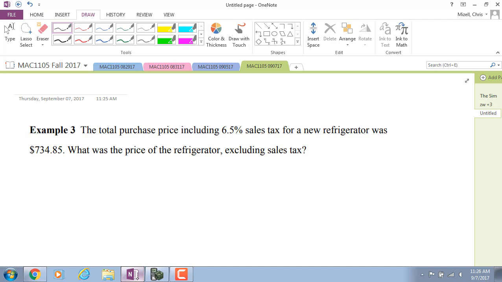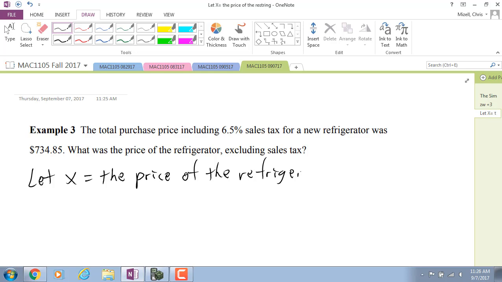So the way not to do this, certainly, is to take 6.5% of $734.85. What we'd have to do to come up with the $734.85, if we didn't know it, is take 6.5% of whatever that price tag on the refrigerator was. So that's the unknown. Let's let X equal the price of the refrigerator, excluding tax.